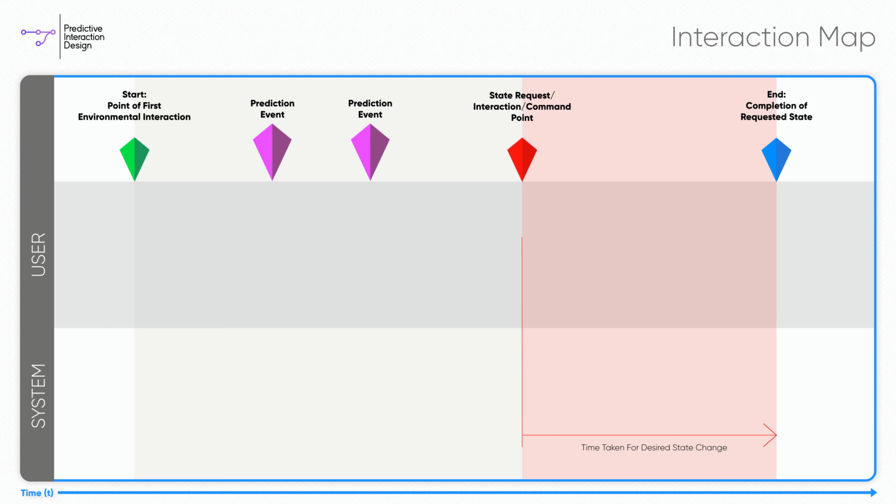Then we've got in purple a couple of prediction events. So these are the things that we measure to then enter intermediary state for our system. Then in red, we've got the point at which the user actually makes the interaction. And then at the end in blue, we've got the completion of the requested state. So this is the point at which the system has delivered the outcome of what the user has requested. And then in that kind of red box there, we've got the time taken between that interaction and the end of the requested state. Now, this is not to scale in terms of actual time, but this is to better help you visualize the process.